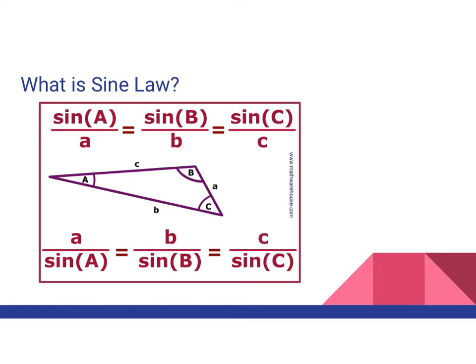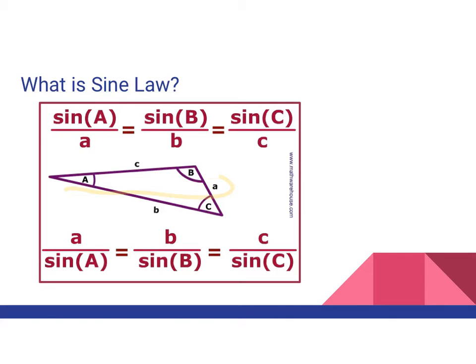Recall that we can write sine law in two different ways. Sine of the angle A over the side a, equals sine of the angle B over the side b, equals the sine of the angle C over the side c. I have referred to it as the jelly bean, whether we have a jelly bean or not, because we can use sine law if you have a complete jelly bean.